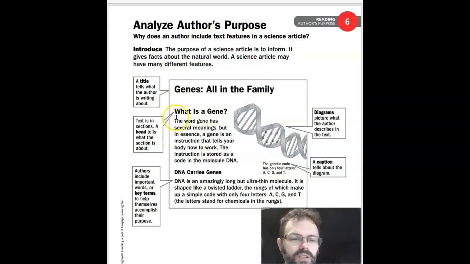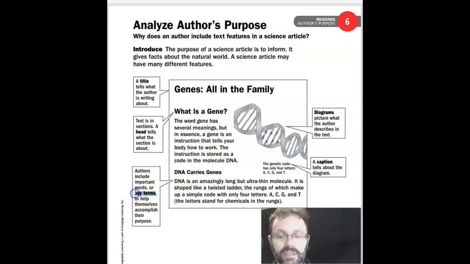Another kind of text feature is called a head. A head is very similar to a title, but it's only for a section. It's not for the whole article. It's just part of the article, just a section. A section is part. So it's like the title of just a section. Text is in the sections. A head tells you what the section is about. So this section is about genes. So a question could be like, why did the author use this section head about genes?